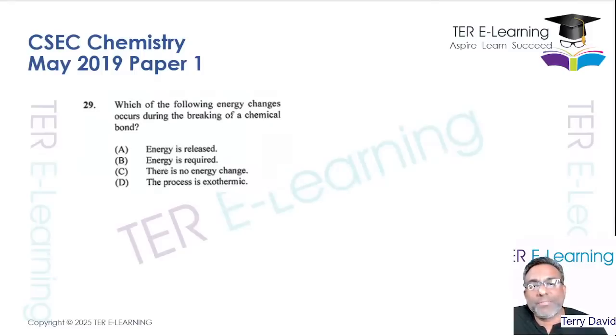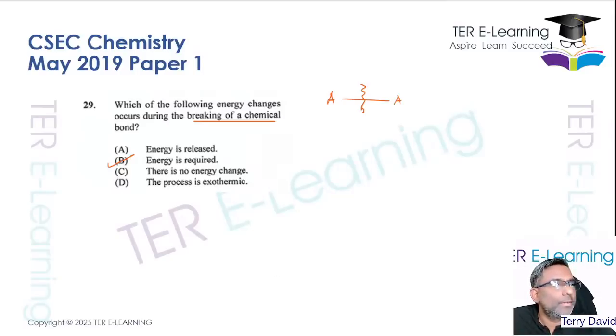Alright, people saying the answer is B. You want to break a chemical bond here. Let's say you have two atoms connected by a bond. If you want to break this bond, you need to supply energy to make that happen. So therefore, energy has to be required. Bond breaking is an endothermic reaction. Energy is required. So the answer is B. That's 29.